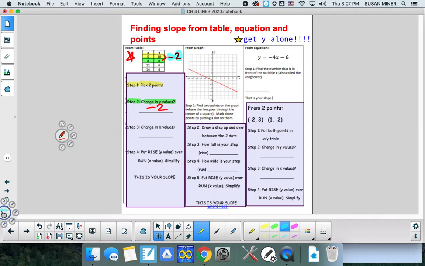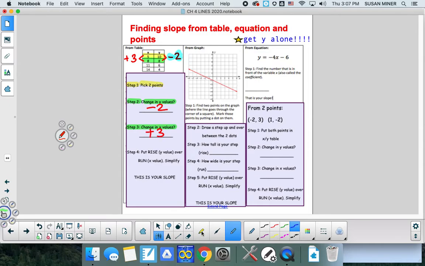Then I'm going to do the very next thing. I'm going to decide what was the change, but this time in my x values. I'm going to look at my table, and I'm going to say, okay, my x value started at 5 and went to 8. I'm going to erase my star here so I have some room. So what changed, right? It went up by 3, or I added 3. 5 plus 3 gives me the 8. So I went up by 3.